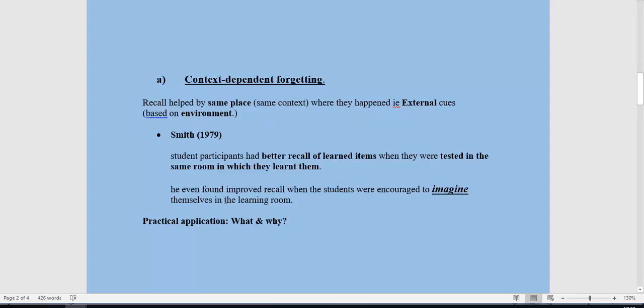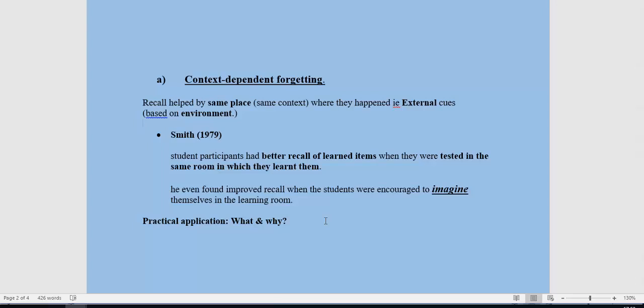We've got a piece of research from Smith. Smith used student participants trying to recall lists of learnt items, tested either in the same room in which they had learnt them or a different room. He found they had better recall when tested in the same context where they learnt the information. He even found it improved recall when the students were able to imagine themselves back in that learning room.